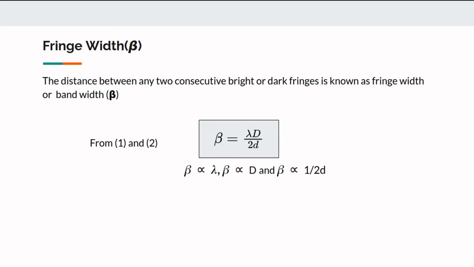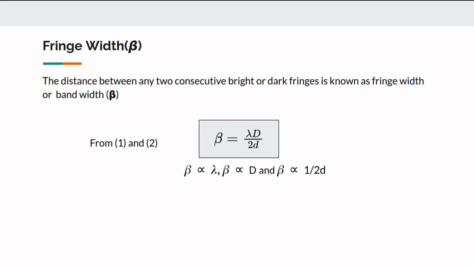From this equation we can say that beta depends upon the wavelength of light, the distance between the sources and the screen, and the distance between the two sources. We can observe that beta is directly proportional to the wavelength of monochromatic light used, directly proportional to capital D, and inversely proportional to the distance between the two sources.